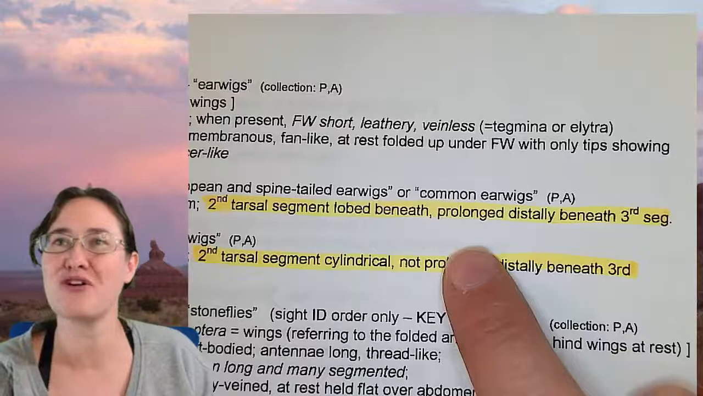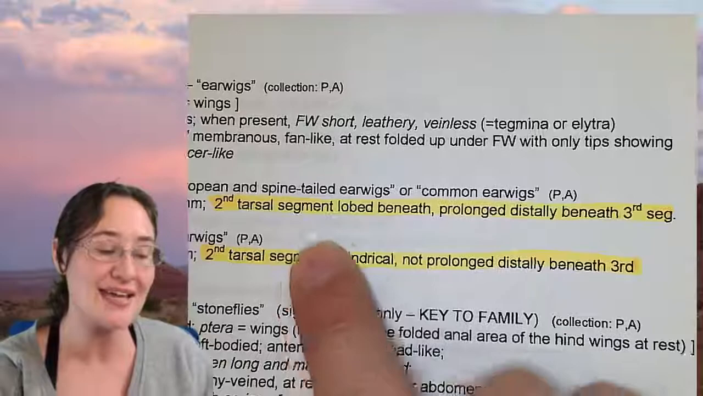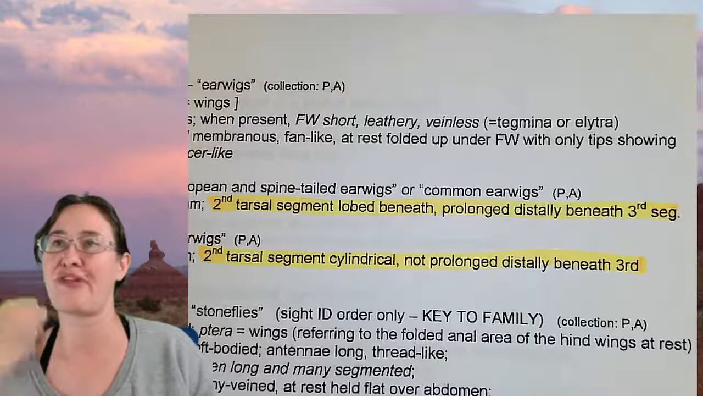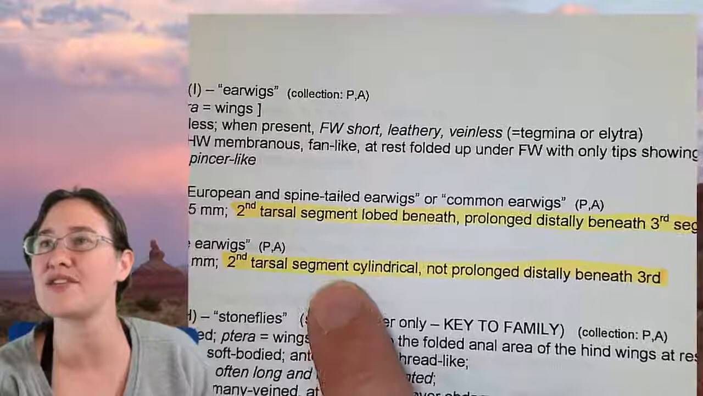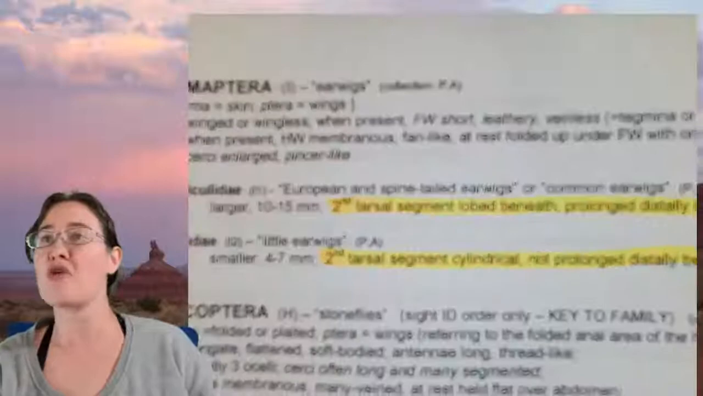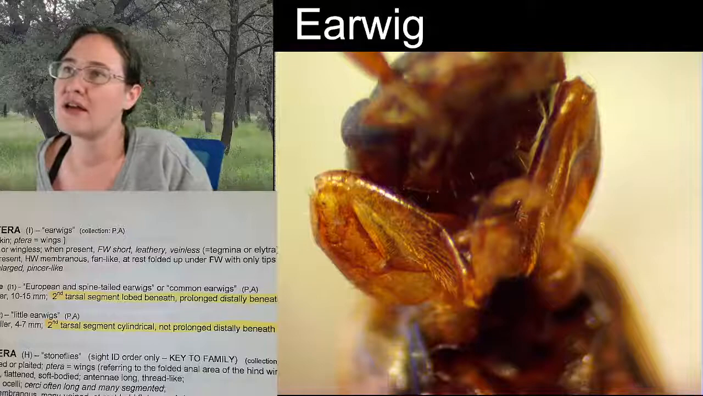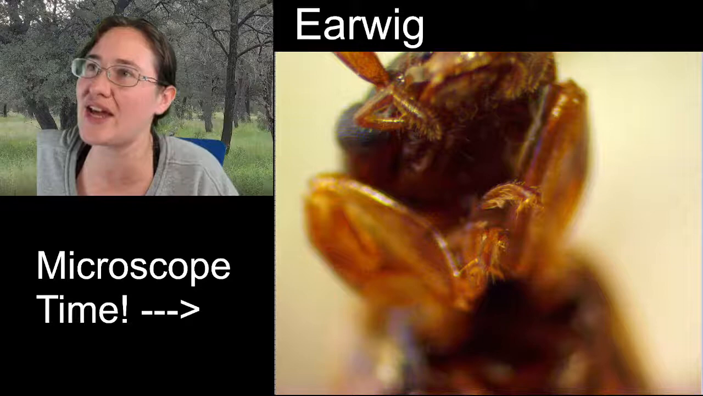You may have noticed that there was something kind of weird happening on our earwig's tarsal segments. The second tarsal segment is lobed and prolonged underneath the third tarsal segment, whereas the second one in Labiids is just kind of a basic cylindrical segment that ends. So if we go back and look at this Forficulid, that's probably why I was having an issue understanding what was happening.